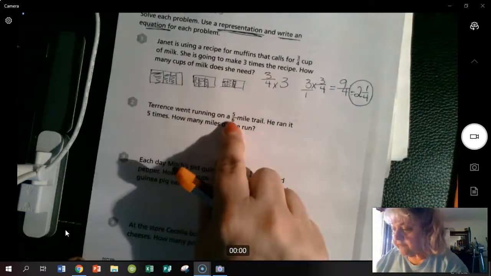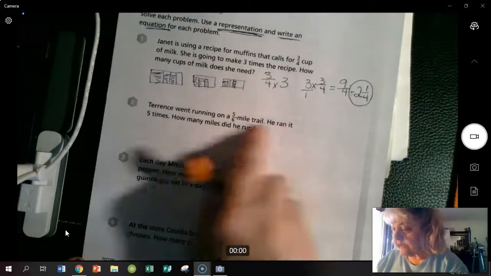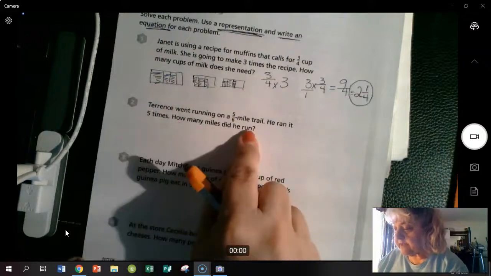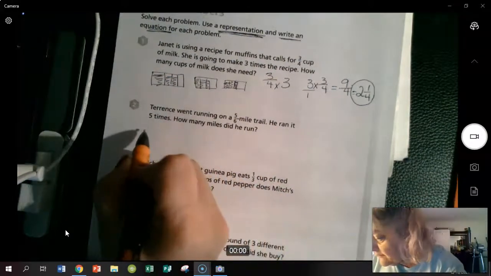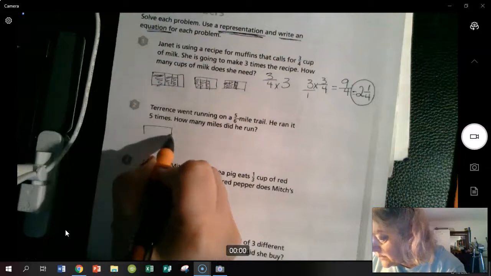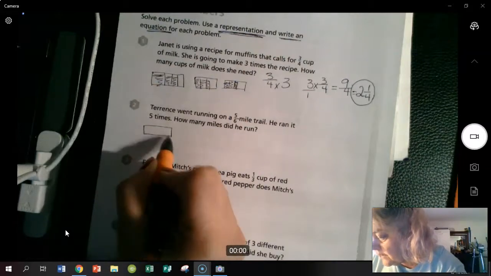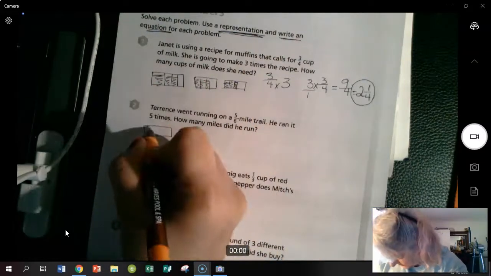Terrence went running on a 5/6 of a mile trail. He ran it 5 times. How many miles did he run? Well, we're first going to start with what we know. I know that if I'm using rectangles to represent the trail, I can divide it into 6.